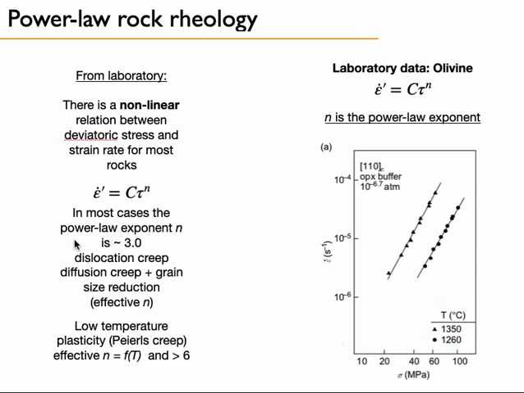In most of the cases, the power law exponent is about 3 for dislocation creep. Diffusion creep and grain size reduction can result in an effective stress exponent. This will be discussed at the end of the lecture. The low temperature creep plasticity has an effective stress exponent that depends on temperature and can reach values larger than 6.